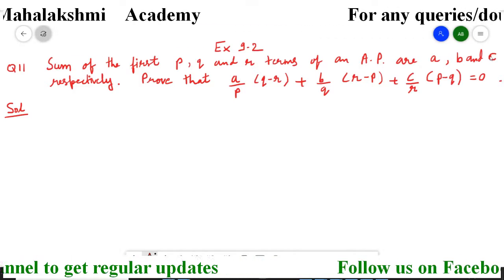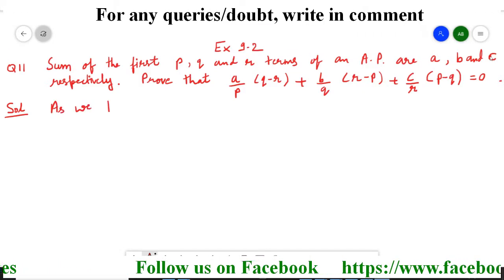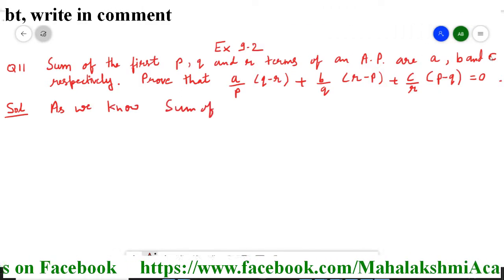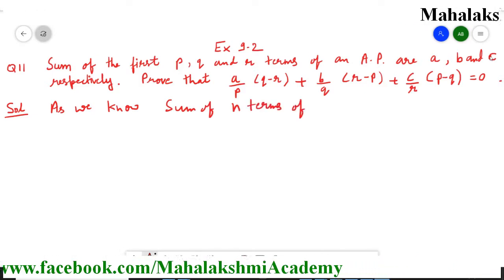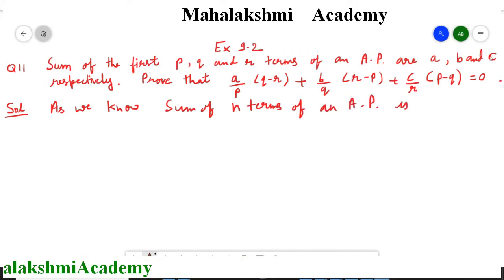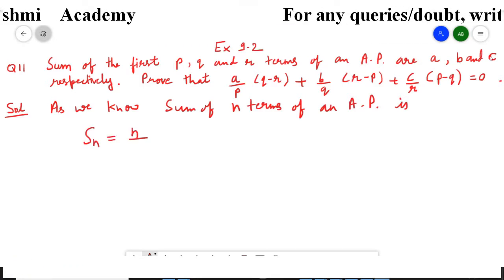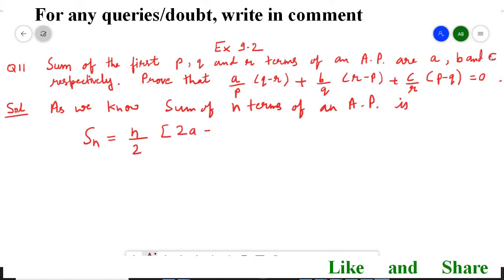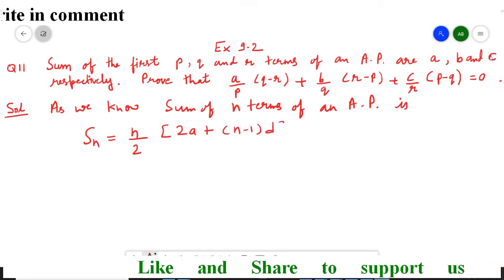So we'll write here: as we know that, the sum of n terms of an AP, AP means arithmetic progression, is Sn equal to n upon 2 bracket 2a plus n minus 1 d.